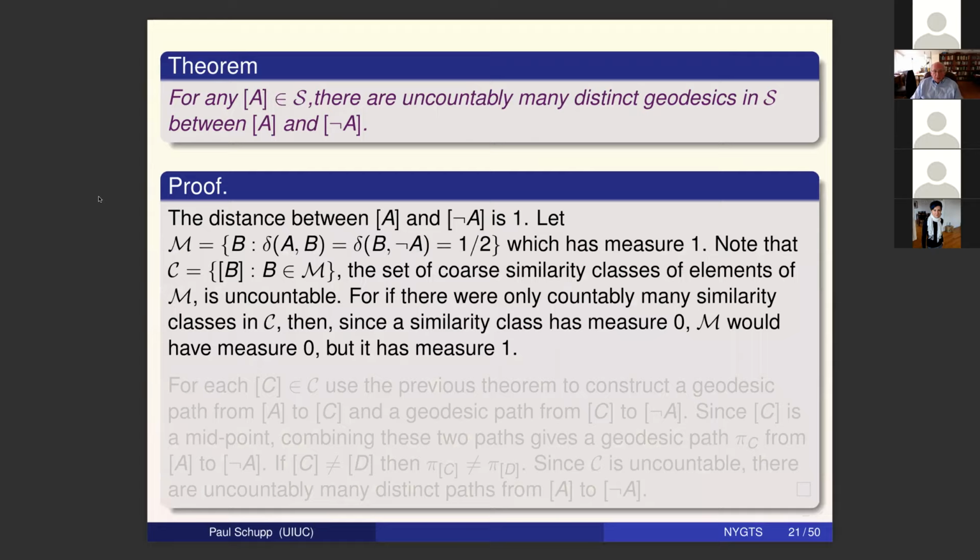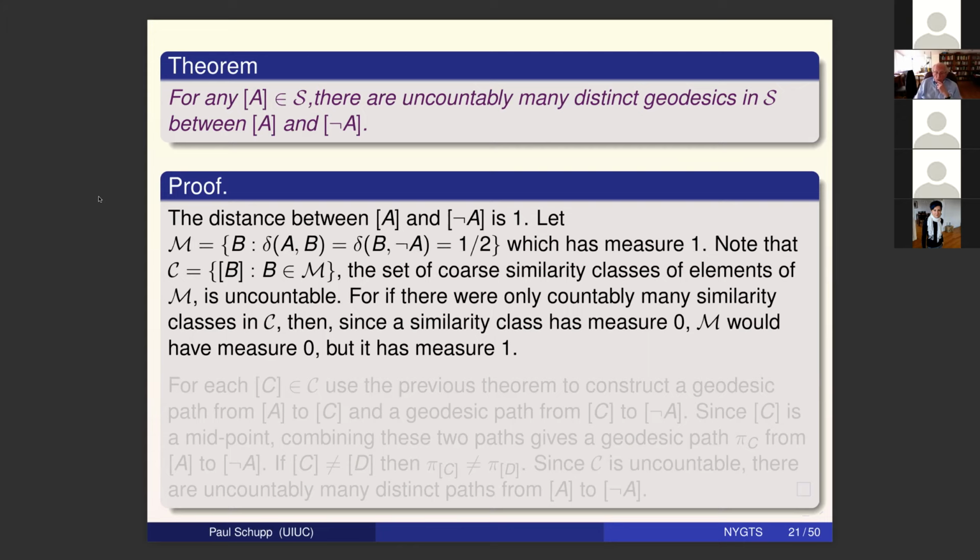We just take M as we did before. We take all sets B such that the distance from B to A equals the distance from B to its complement, which is 1/2. So that has measure 1. And take C to be the set of similarity classes of elements B which are in M. Now I claim that this set C has to be uncountable. Because if there were only countably many classes in C, since a similarity class has measure 0, M would have measure 0 by additivity of Lebesgue measure, but it has measure 1.